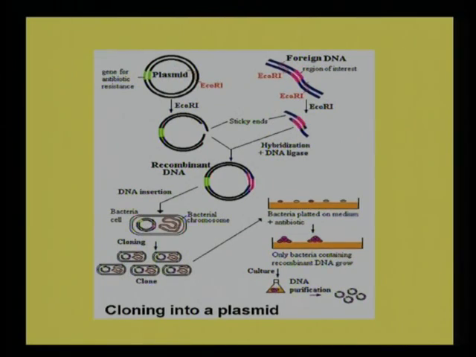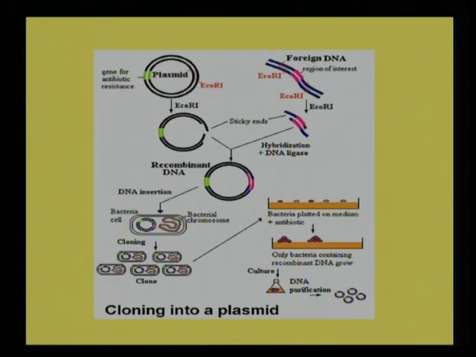Now you can see in this figure that the foreign DNA is processed by the same enzyme, EcoRI, and the plasmid is also processed by the same enzyme. After introducing a cut in one of the selectable markers, the insert DNA, the gene of interest, is inserted into the plasmid. The plasmid now recircularizes.